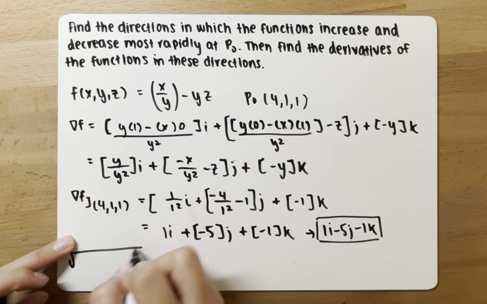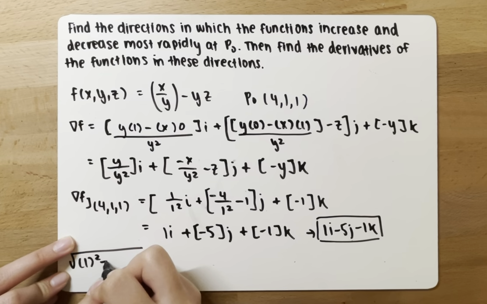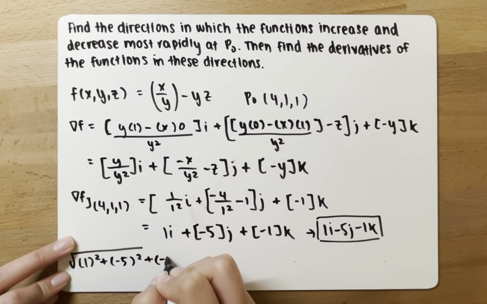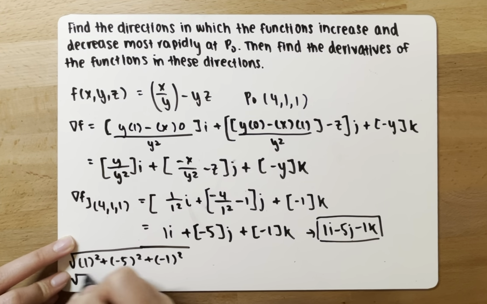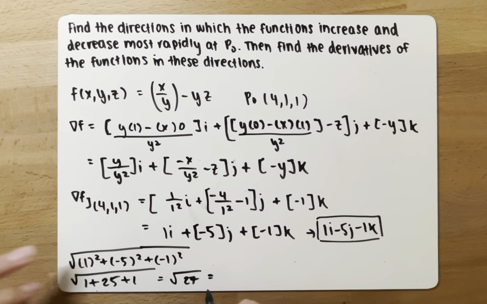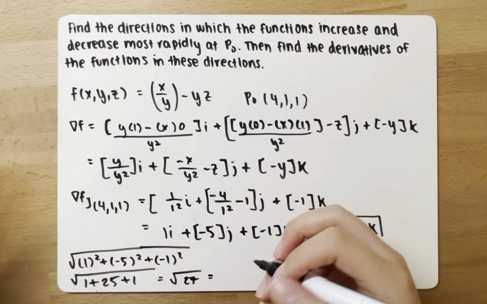So the magnitude of this vector is the square root of the values squared and added together. So you are going to have 1 plus negative 5 squared is 25, plus 1, so it would be the square root of 27, which is 3 root 3.